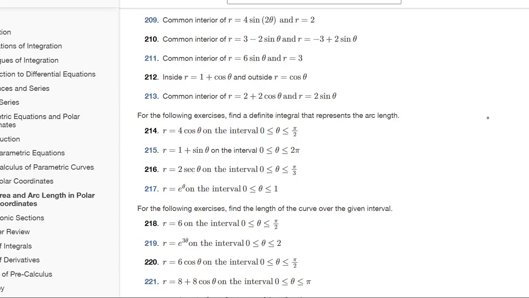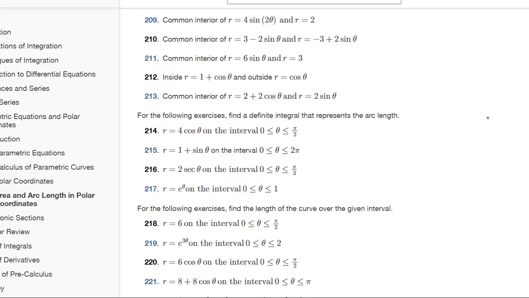Let's do a problem on area between two polar curves. This is taken from openstax.org, Calculus Volume 2. This is a free resource, so you can easily find this online if you want some additional practice problems or if you want to follow along.